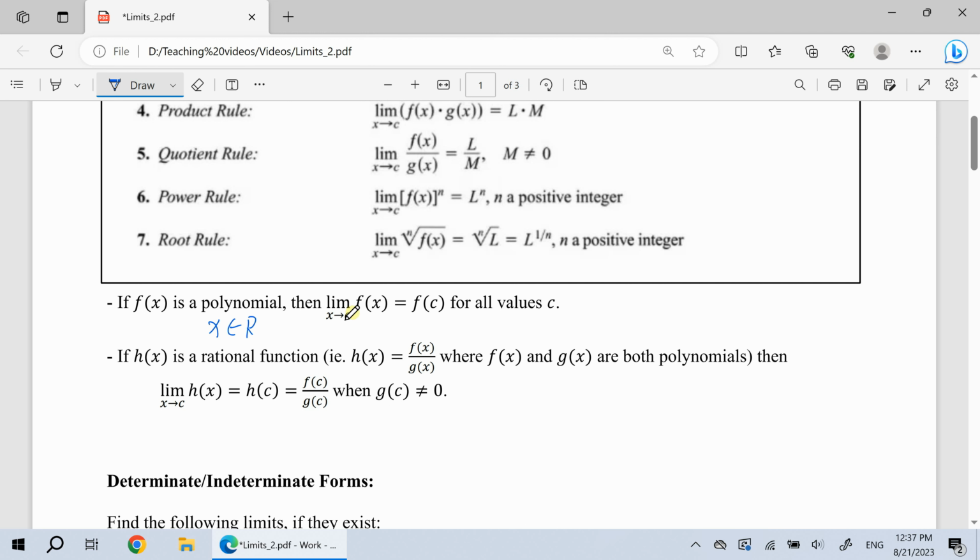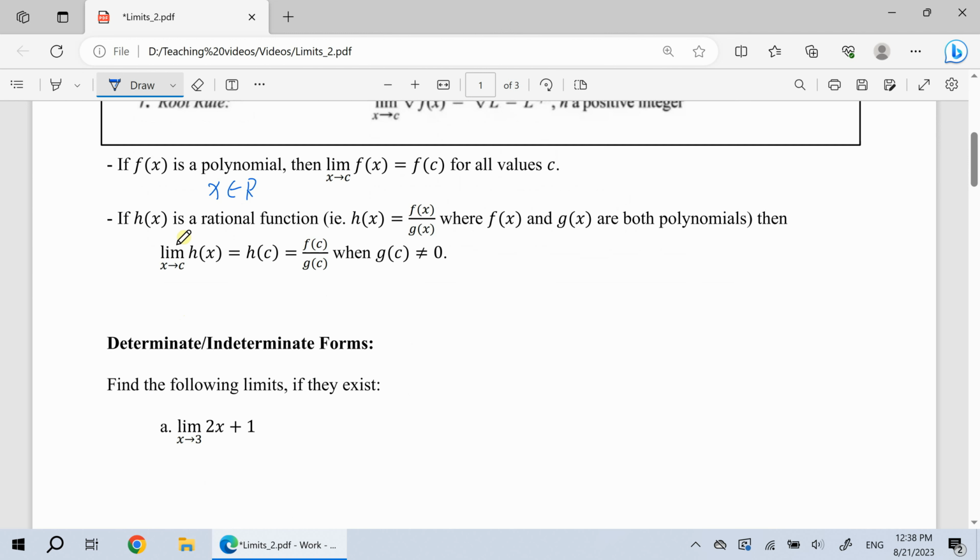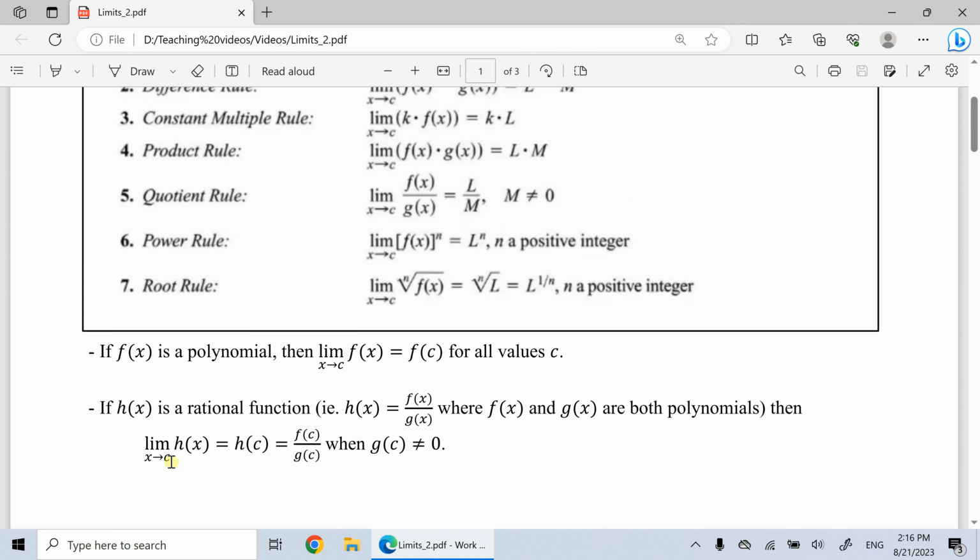Then just simply replace x by c to get the limit, because the function is continuous at any point. Suppose the function is a rational function, with a variable in the denominator. We know the denominator can't be 0, therefore we have to be careful. Only if c is in the domain can we plug c into the function.